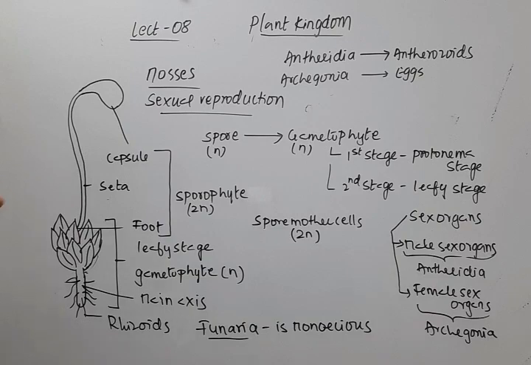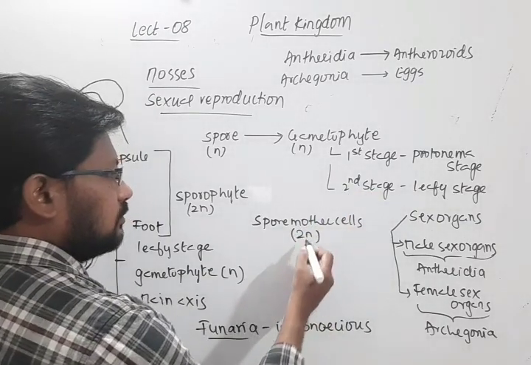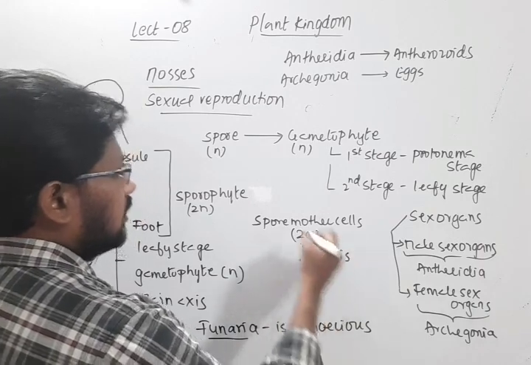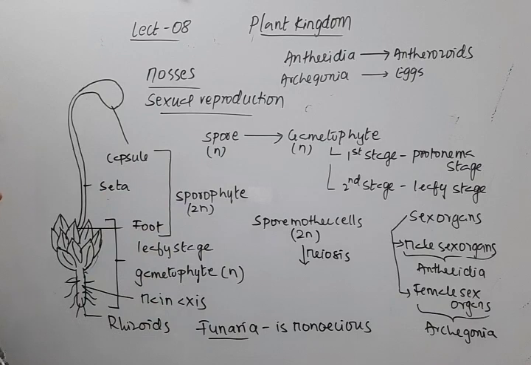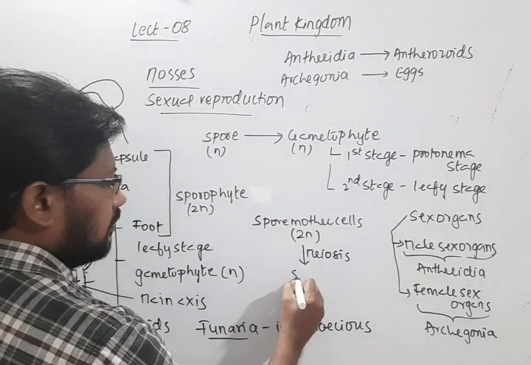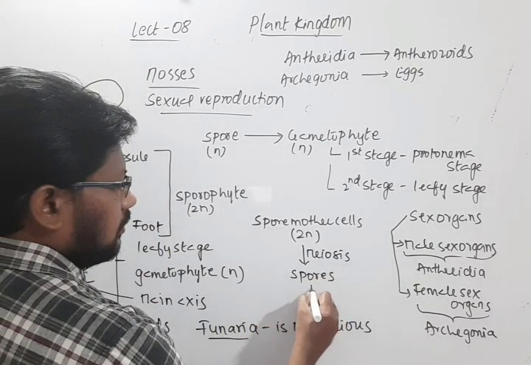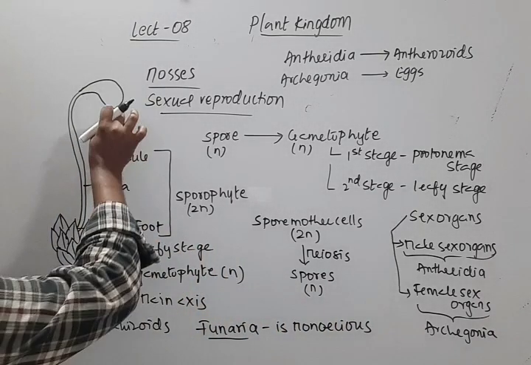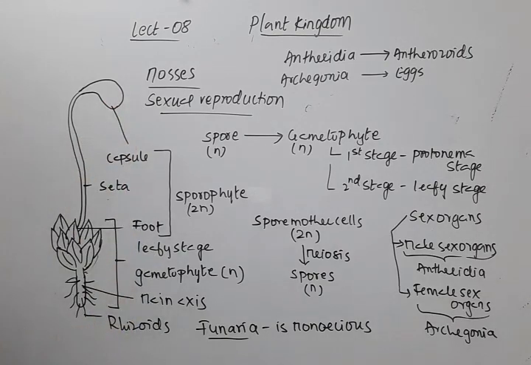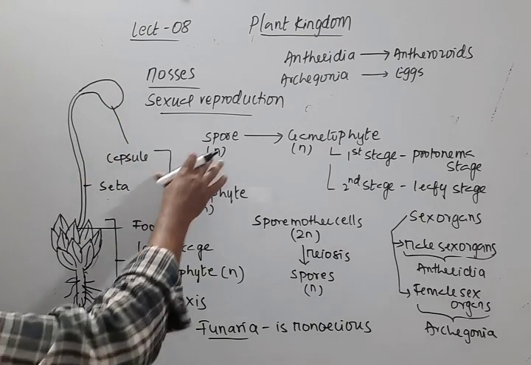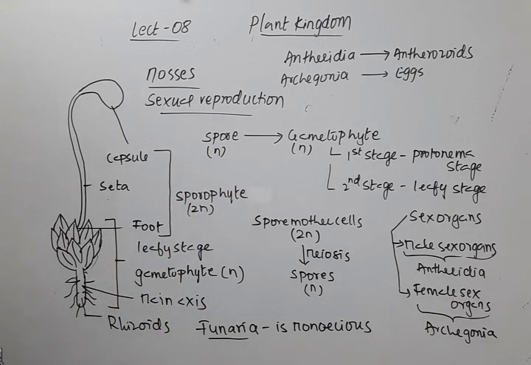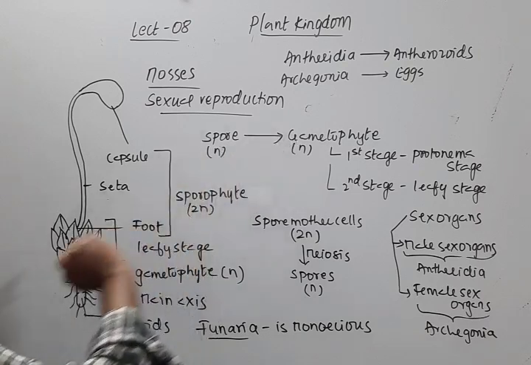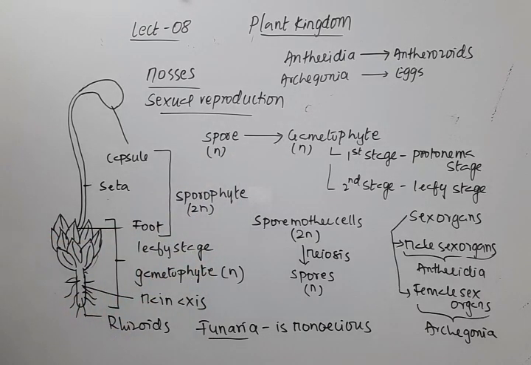So that we'll see it later. So spore mother cells, which are diploid, now undergo meiosis. This takes place inside the capsule, and this results in the formation of spores, which will be haploid. At a suitable time, the capsule breaks open and releases the spores, and those spores, upon reaching a suitable location, start to germinate to form the gametophyte, and the cycle repeats.